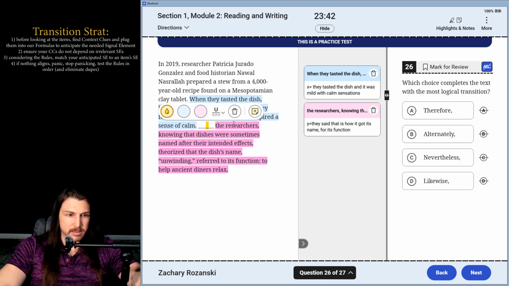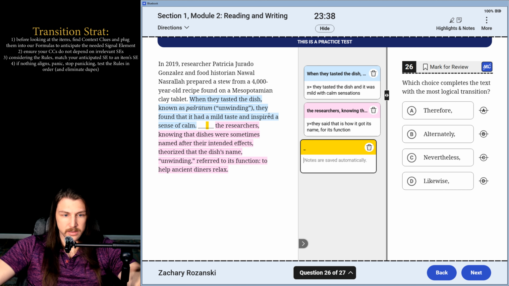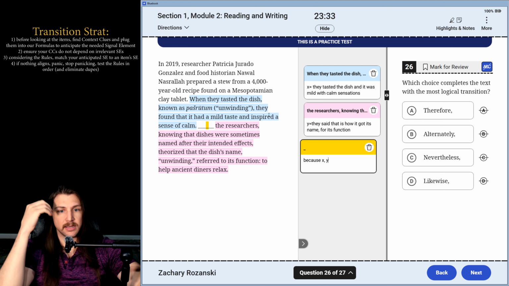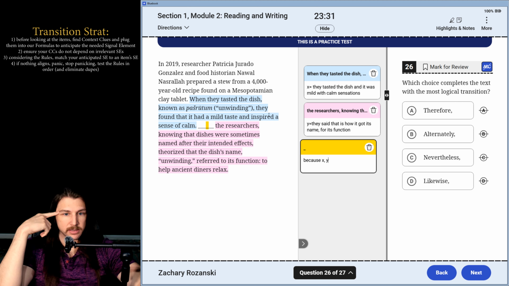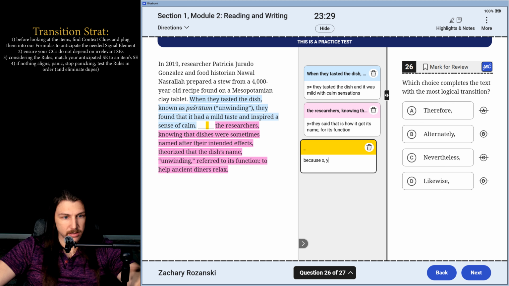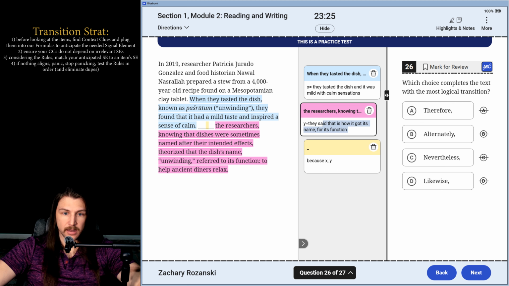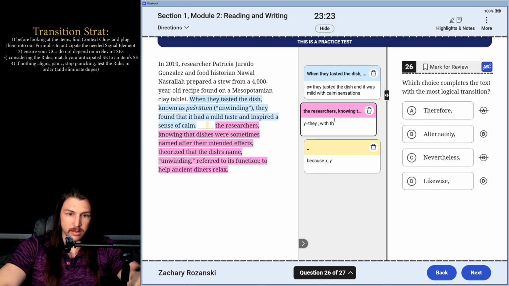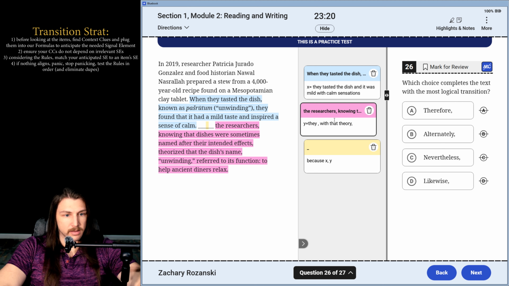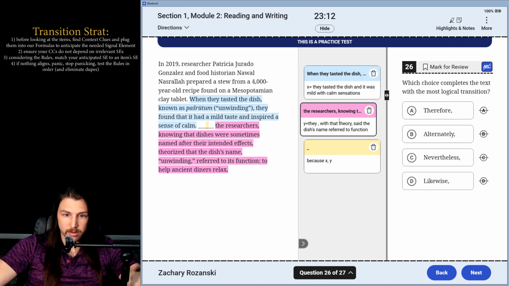I like this because x, y, this is going to be another cause and effect. Because they tasted the dish and it was mild with calm sensations, they theorized the dish's name. Yes, they, with that theory in mind, said the dish's name referred to function.